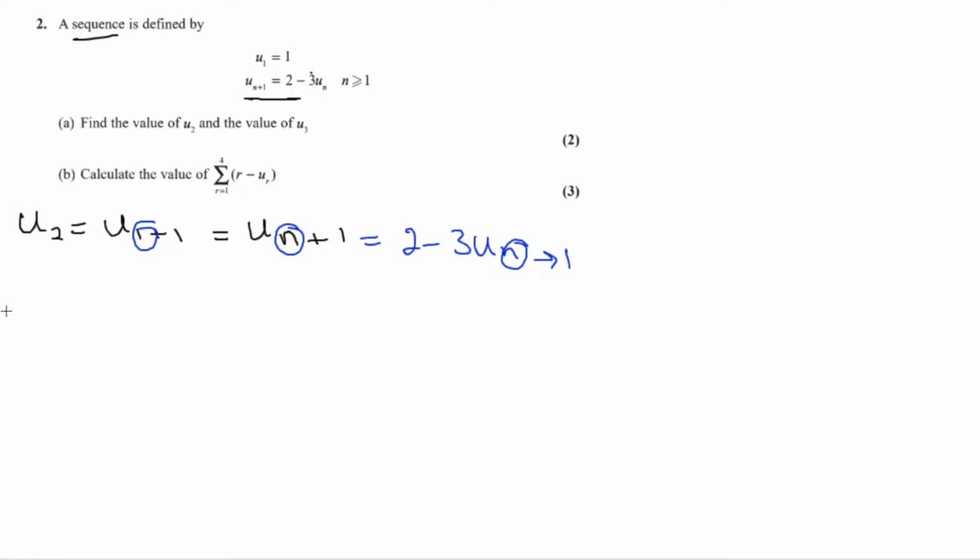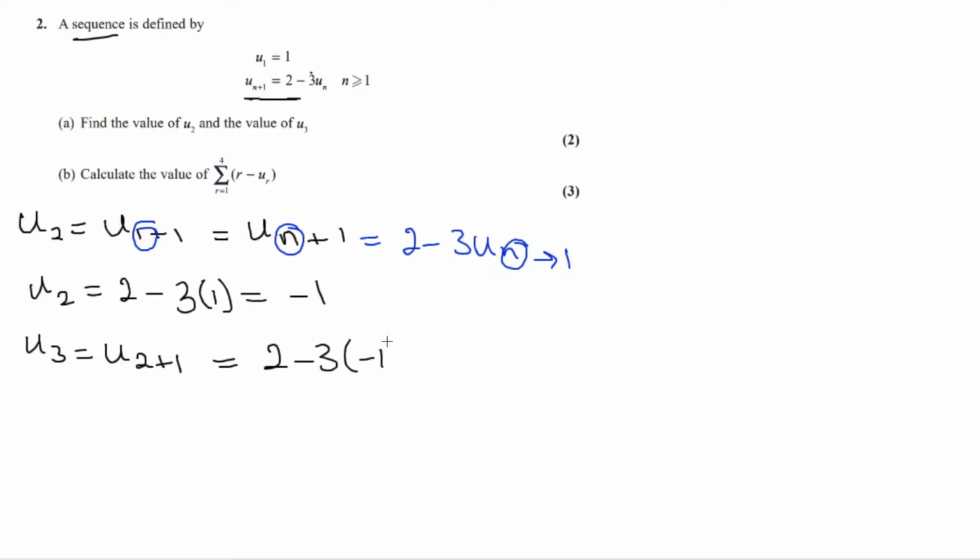Now, we're going to say that U2, just substitute the value of U1 in there. So U2 equals 2 minus 3 times 1, which gives me negative 1. That's it. In the second one, which is U3, we can write U3 as U2 plus 1. So in place of Un, we have U2. So in place of U2, we're going to write negative 1 here. So that would be 2 minus 3 times negative 1, which becomes 2 plus 3, which is 5.